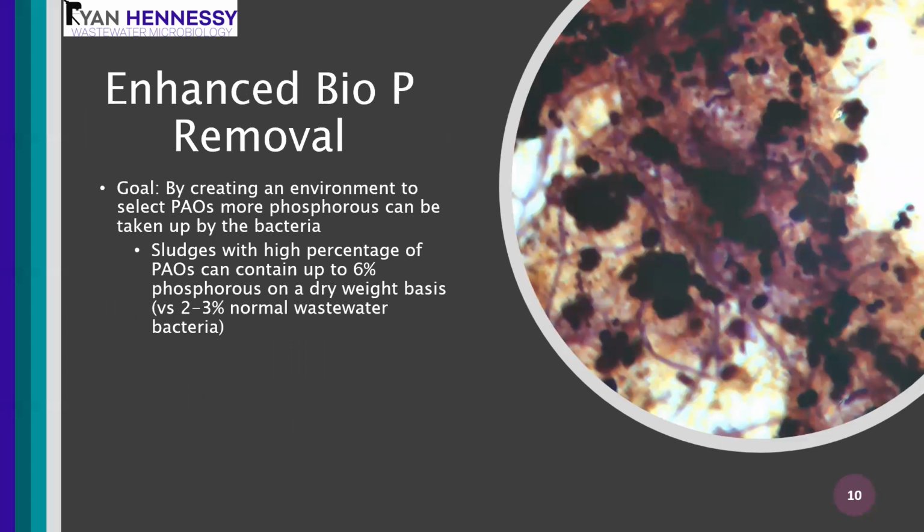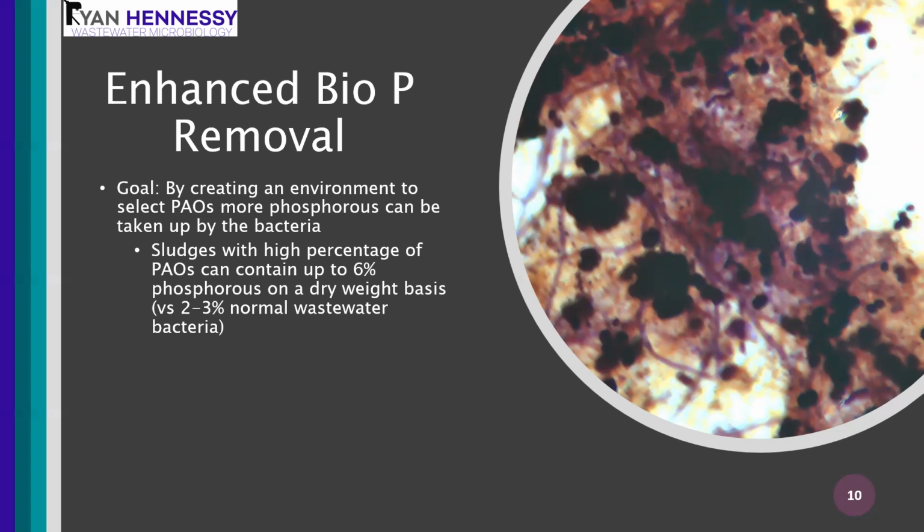So enhanced biological phosphorus removal, the goal is really to encourage a population of bugs in your wastewater treatment plant that are called PAOs. And PAOs, polyphosphate accumulating organisms, are going to store and have a higher phosphorus concentration by dry weight than most of your other bugs in wastewater would. So generally, you're going to have about 2 to 3% in your normal wastewater bacteria.